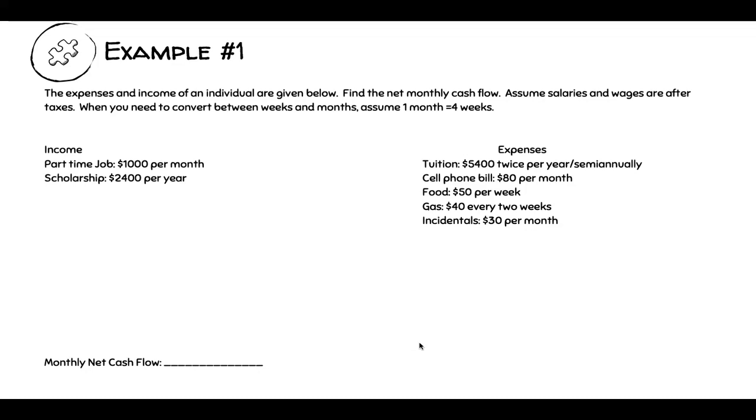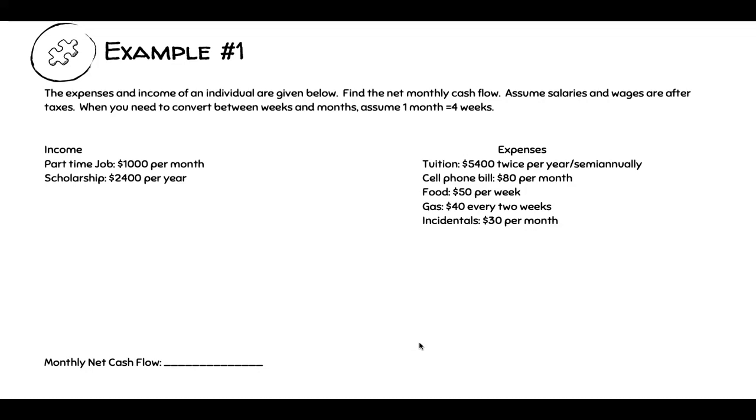Now we're going to calculate the expenses, and we'll subtract $1,200 minus whatever we get. So we'll start with tuition. Tuition is given to us at $5,400 twice a year. Twice per year means every 6 months. So we're going to take our $5,400 and we're going to divide it by 6. And that tells us that we need to spend $900 a month on tuition. Our cell phone bill is $80 a month.